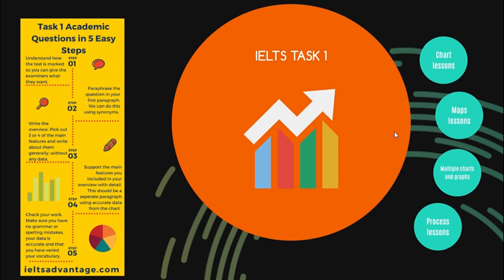And also, I forgot to mention one more thing. There is another video which I am going to make, 21 rules of using comma. So you should always go with that as well, because nowadays many students don't know how and where to use commas. So definitely, if you do not use commas, the probability will increase that the sentence can be wrong according to the grammar rules. And also check your work, make sure you have no grammar or spelling mistakes, your data is accurate, and that you have varied your vocabulary.